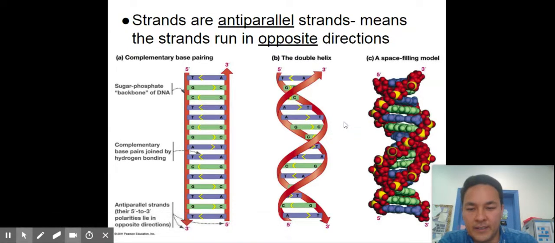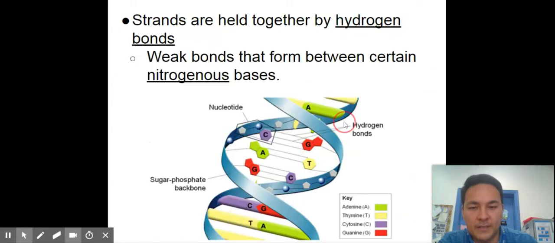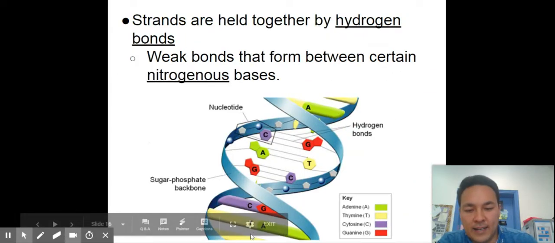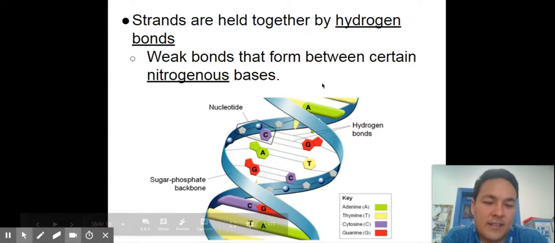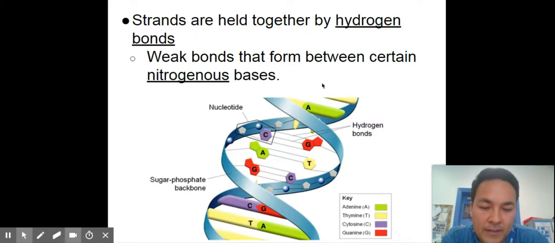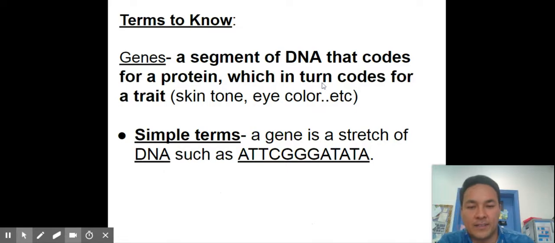All right, here it is, and here's just a couple different models of it. So the inside is held together by weaker hydrogen bonds, and that's interesting, right? It's going to let us open up DNA and access the genetic code. The backbone is held together by stronger covalent bonds between the sugars and the phosphates.